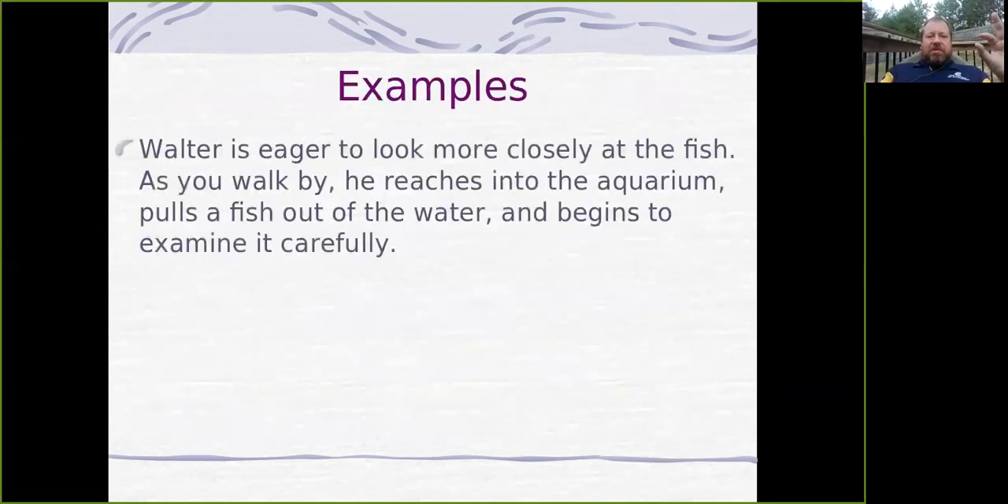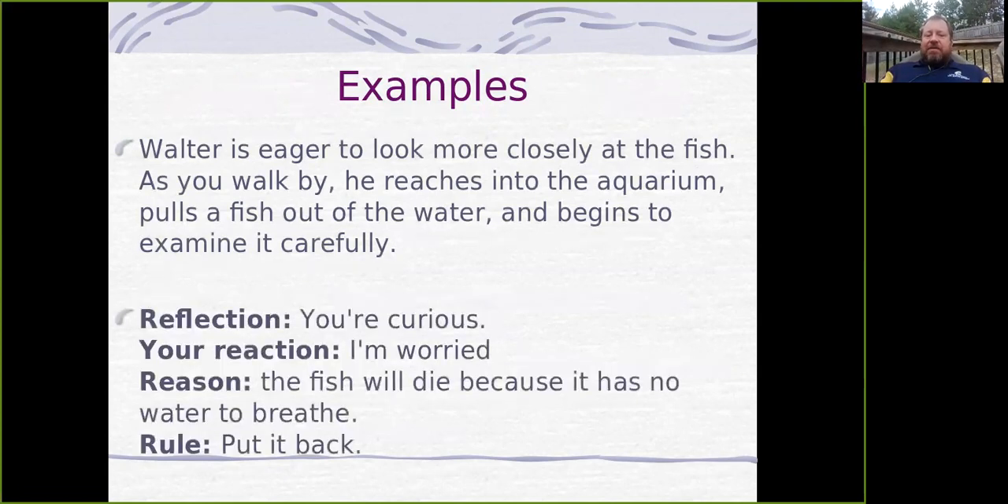Here's an example of a personal message. Walter is eager to look more closely at the fish, and as you walk by, he reaches into the aquarium, pulls out a fish, and begins to examine it very carefully. The adult doesn't act with shock. They very matter of factly say, "You're curious." That's the reflection, and that's the appropriate reflection. Walter is curious. This is an affective reflection. The reaction is, "I'm worried." The reason, the fish will die because it has no water, and the redirection is to put it back.